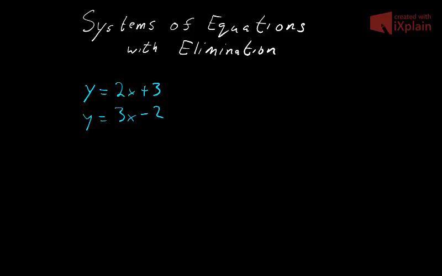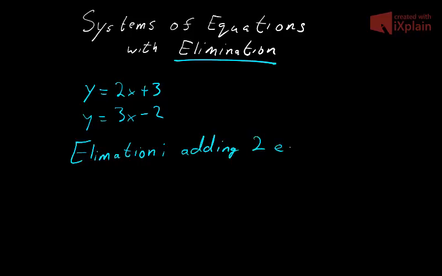Which is really nice. But what I want to do today is, instead of doing it with substitution the way we used to, we're going to have a new method that is called elimination. Elimination is when we add two equations together to get rid of a variable, to kill a variable. And I'll show you an example of that real quick.